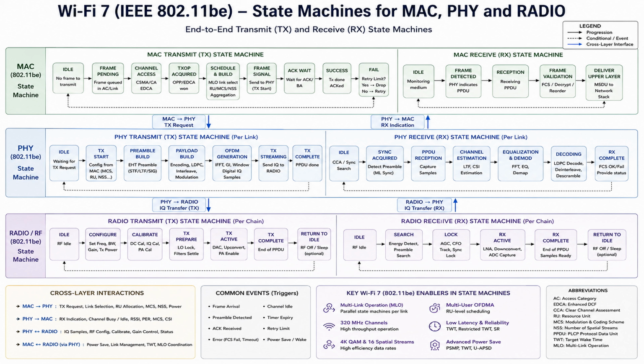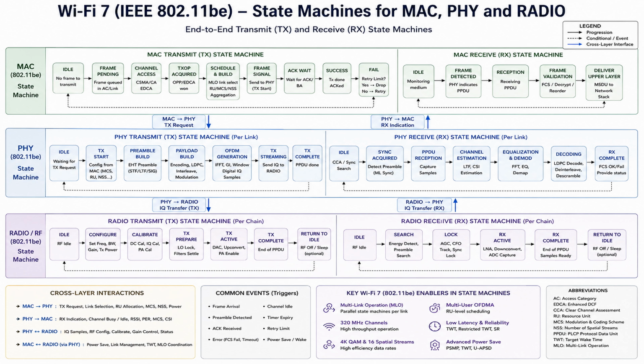The receive side mirrors this more simply. Monitor the medium, detect a frame, receive it, validate the FCS, and decrypt, then deliver the MSDU up to the network stack. Drop down to the PHY layer and notice the label says per link. That's the crucial Wi-Fi 7 detail. With multi-link operation, you have parallel 5-state machines running independently on each link.